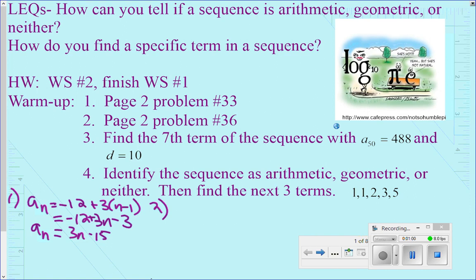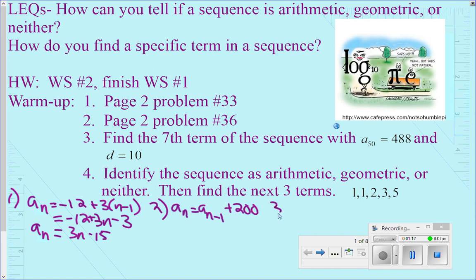Next one, number 2, is on page 2, problem 36. So that asks for the recursive formula. Recursive formula we know is a sub n equals a sub n minus 1 plus d. Well, d in this problem is 200, so plus 200, and there's my recursive formula.